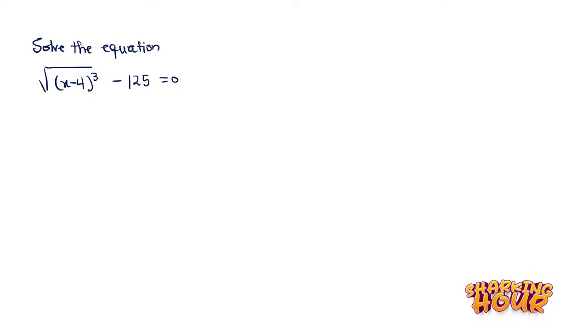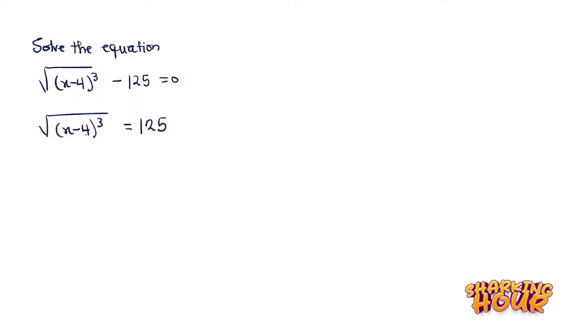Okay, so as we did in the previous example, the first thing we have to do is to move the negative 125 to the other side of the equal to sign before we proceed to solve the problem. So that is what I am going to do. So I have the root of x minus 4 cube will be equal to, now I have 125 over here. So this is what I have.